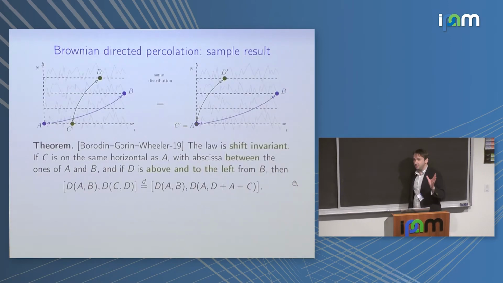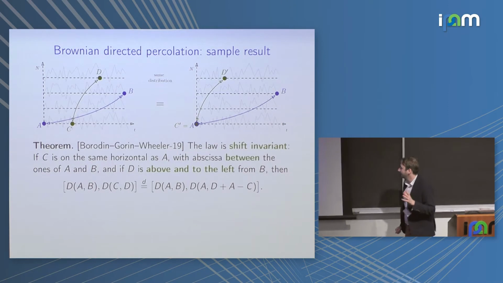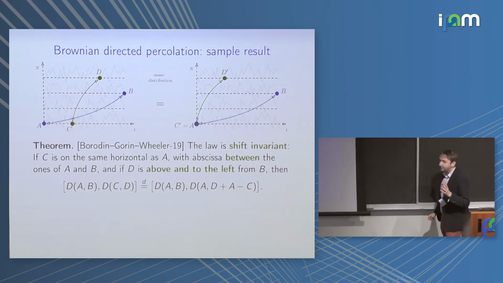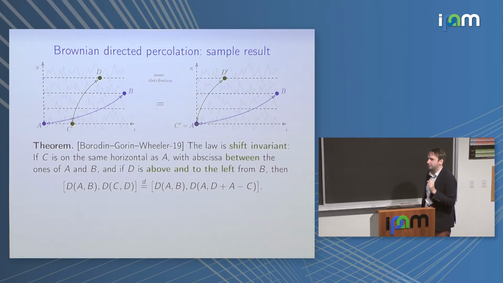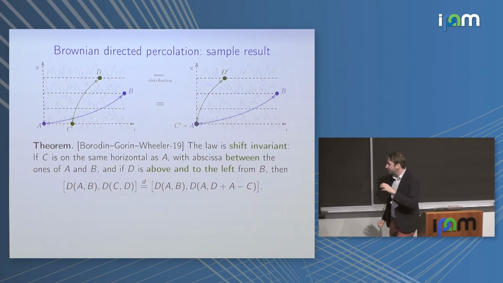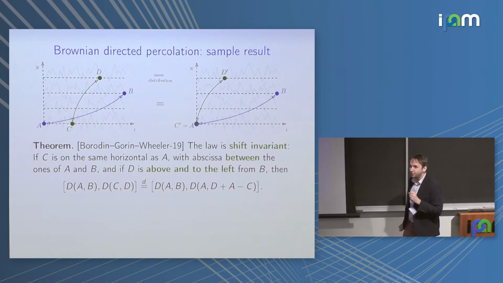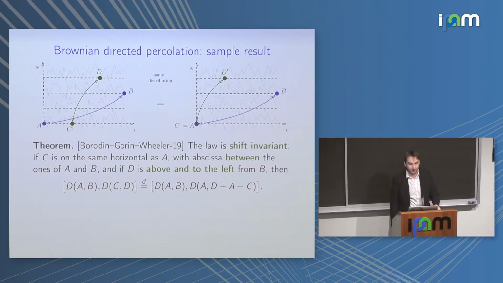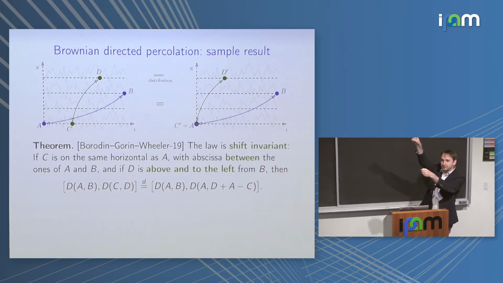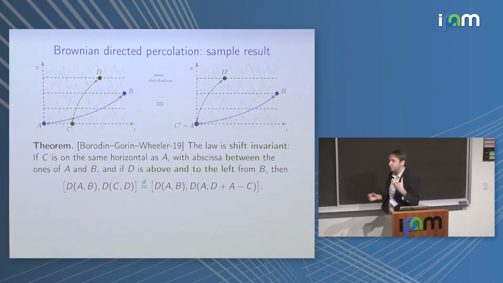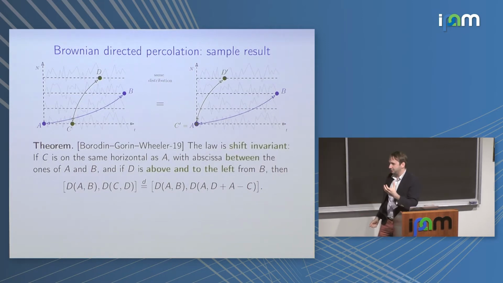Well, it turns out that now here is our first theorem, which we got with Alexei Borodin from Boston and Michael Wheeler from Melbourne. It turns out that you actually can compute this distribution. And the reason why you can compute this distribution is the following property of shift invariance, which holds for this Brownian directed percolation. Namely, imagine that you are taking your points C and D in this picture, and now you take both of them and you shift both of them to the left by some distance. So the statement is that the joint law will remain the same when you do this shift.